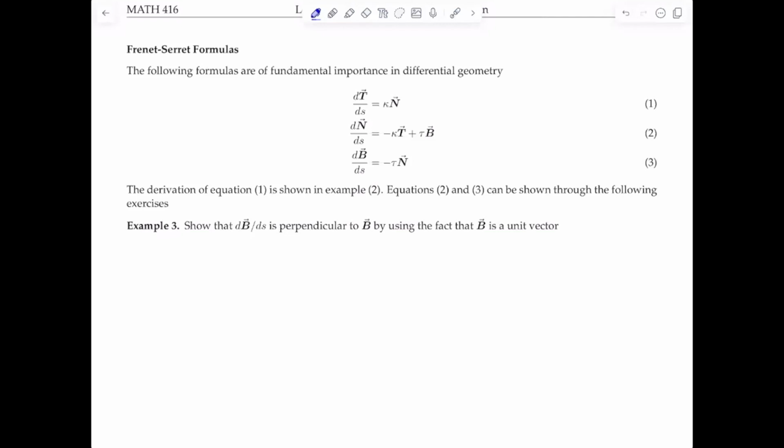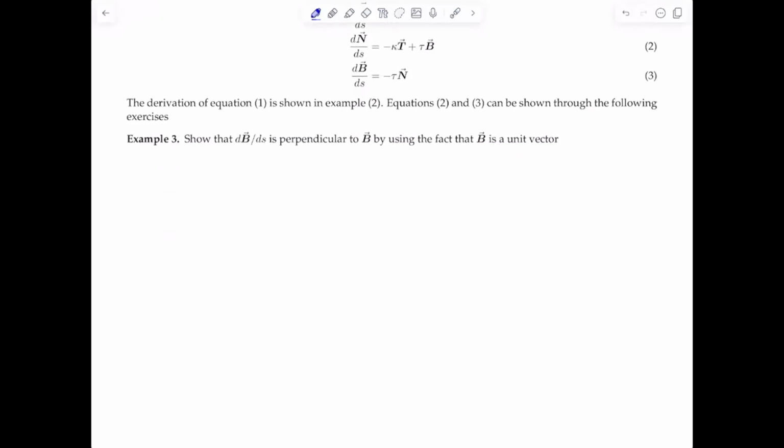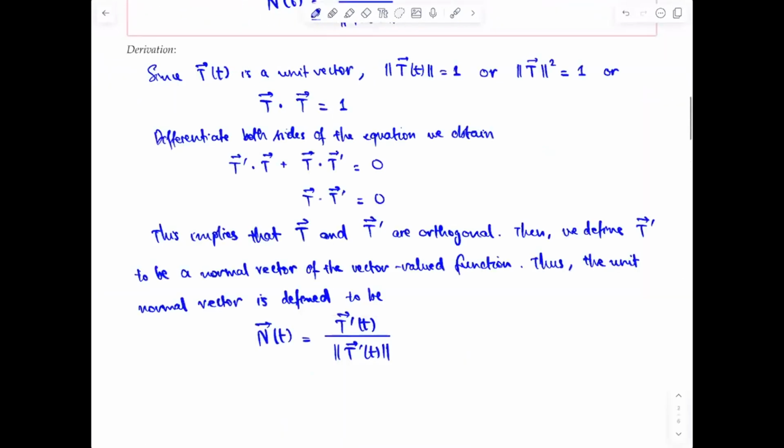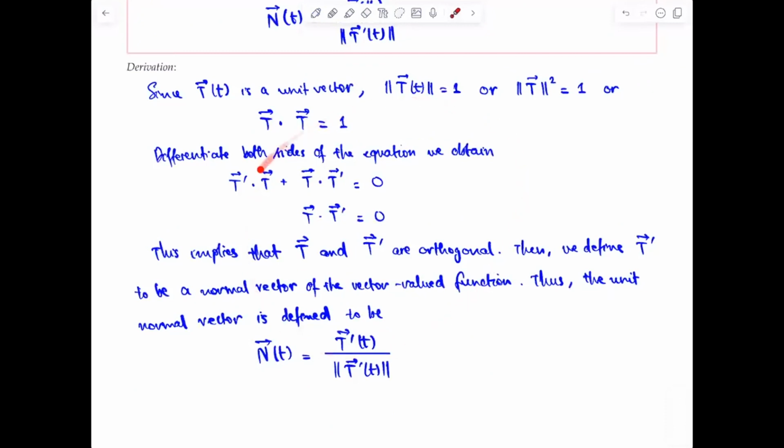Sure. Okay. So to derive the third formula, we need two examples. So the first one, we need to show that dB/ds is perpendicular to B by using the fact that B is the unit vector. So we're going to follow a very similar procedure as we see in these derivations right here. Okay. So in these derivations, we show the formula of the unit normal vector. And this unit normal vector can be derived from the fact that the unit tangent vector is a unit vector.